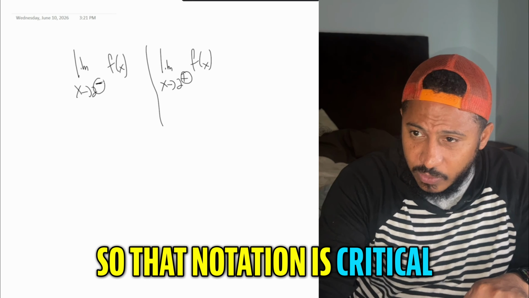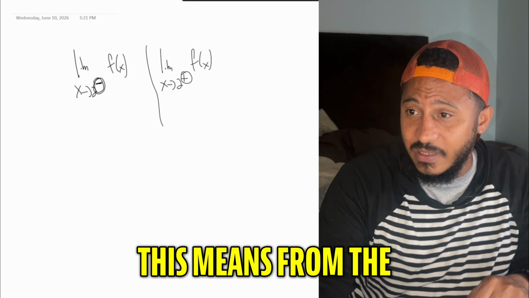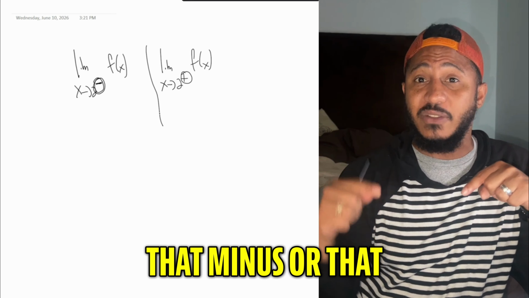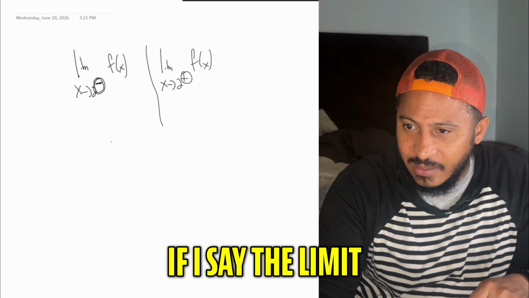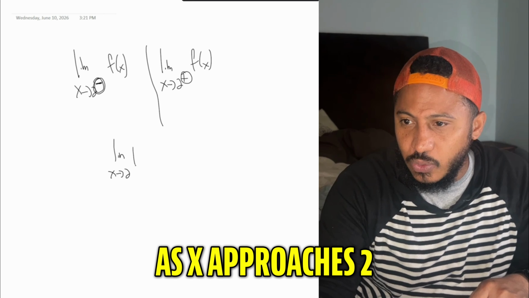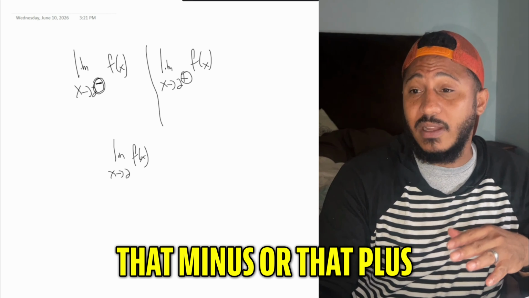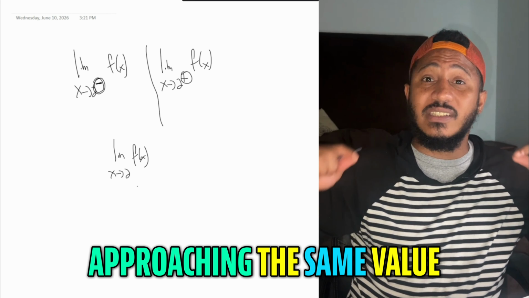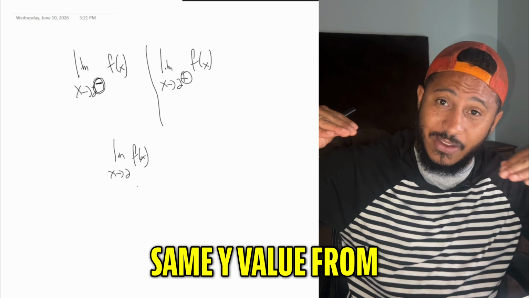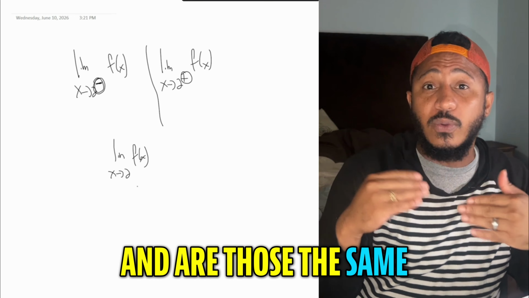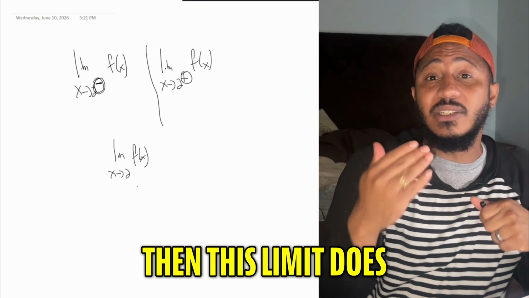So that notation is critical. This means from the left-hand side. This means from the right-hand side. Now, if it doesn't have that minus or that plus on it, then it's just saying, well, what about in general? So if I say the limit as x approaches 2 of f of x, and it doesn't have that minus or that plus, then this just means it has to be approaching the same value from the left and from the right. So it's approaching the same y value from the left and the right, and are those the same? If they're not the same, then this limit does not exist.